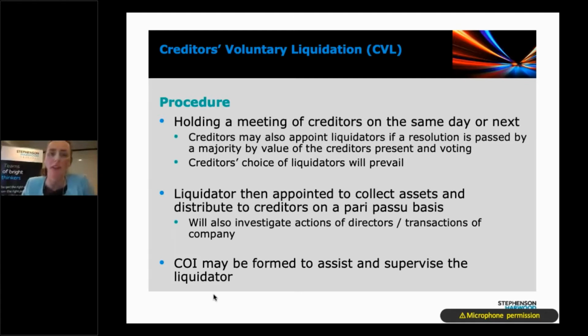So a committee of inspection can also be formed, and this would be formed usually of the majority creditors. This allows them to have some involvement and oversight as to what the liquidators are doing. Certain powers liquidators can exercise by themselves, but others they need to go to the COI or the court for sanction. So, larger interested creditors would be quite interested to join that committee.